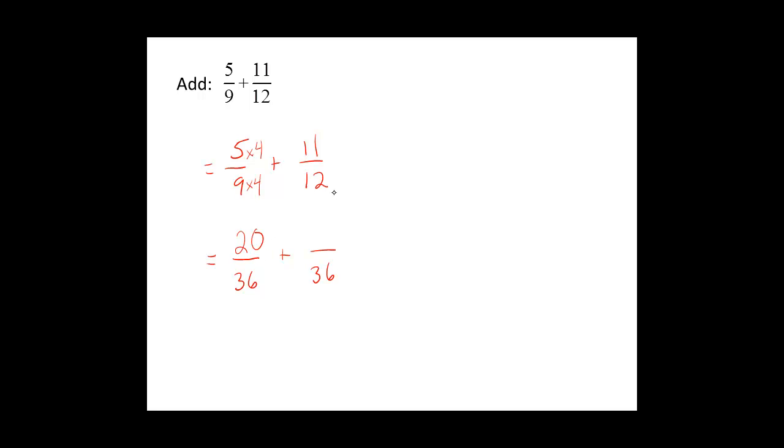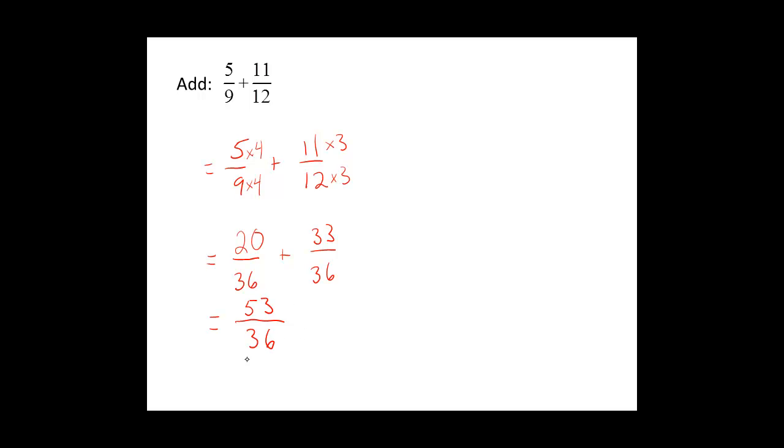What did we multiply 12 by to get the common denominator 36? We multiplied by 3. So we multiplied the denominator by 3, so we need to multiply the numerator by 3. 11 times 3 is 33. Now we have a common denominator in both fractions, so we add the numerators. 20 plus 33 is equal to 53. And we keep the same denominator, 36.